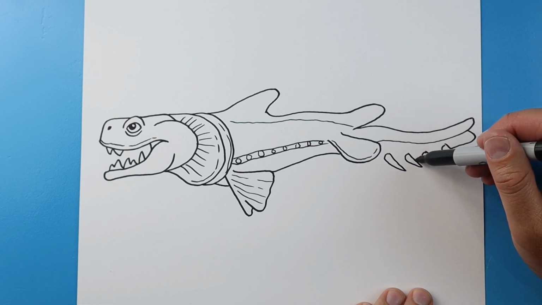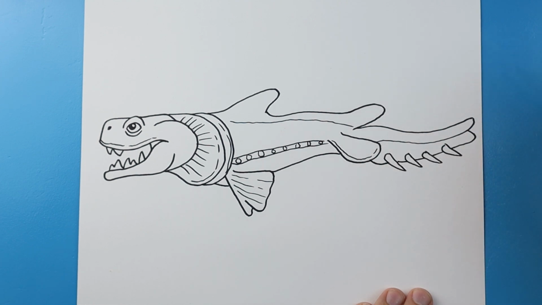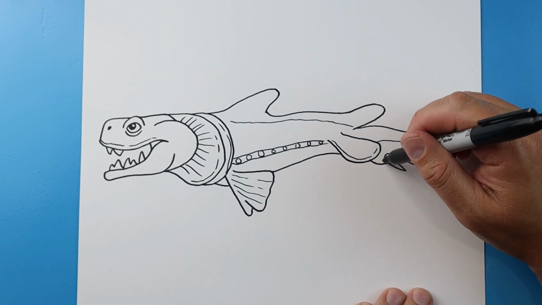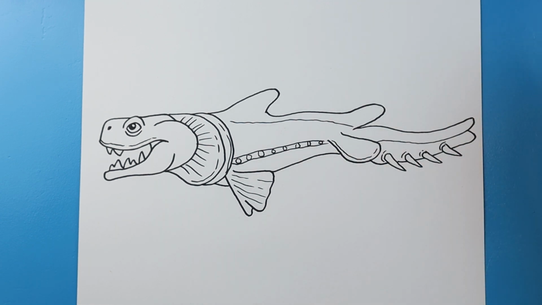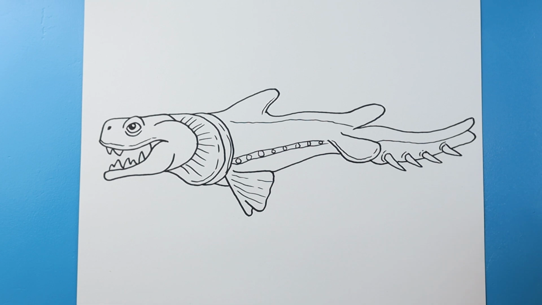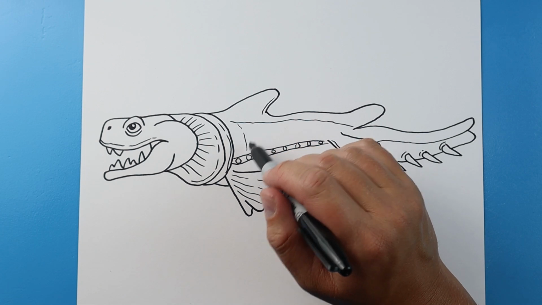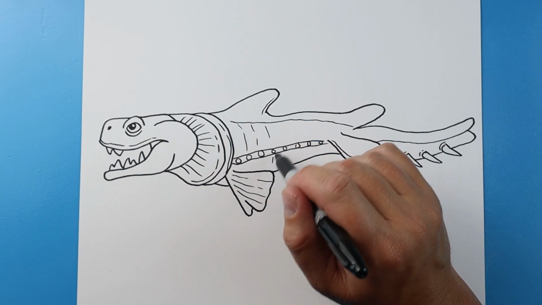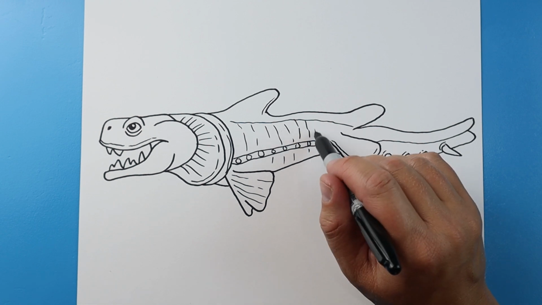Then we're going to draw some lines right here. Then we're going to do some little lines right around here. Then I'm going to do a little line down here. And then we just want to make some small broken lines that just kind of go right around here, just to add a little bit of detail on our shark.